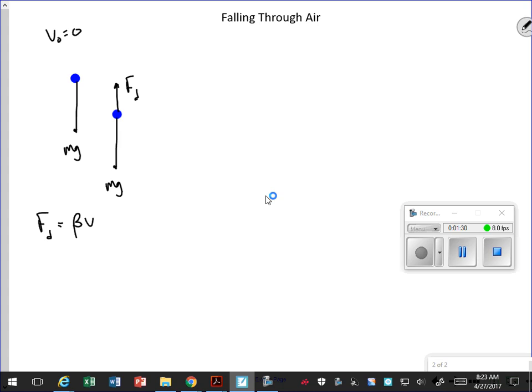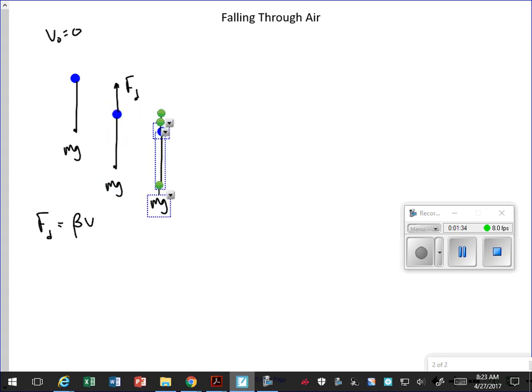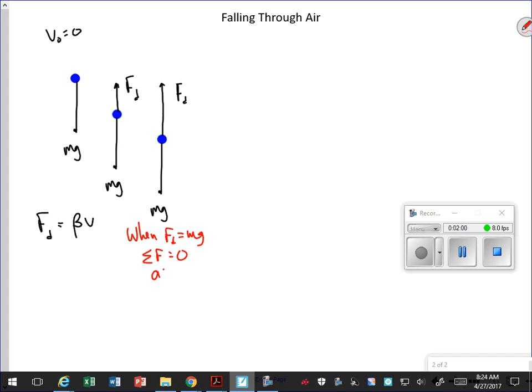So eventually, this object gets to some speed where there's a drag force that's equal to the weight. And when that happens, well, now we have, when drag force equals mg, that means that the net force on this object is 0. And that means that acceleration is 0.